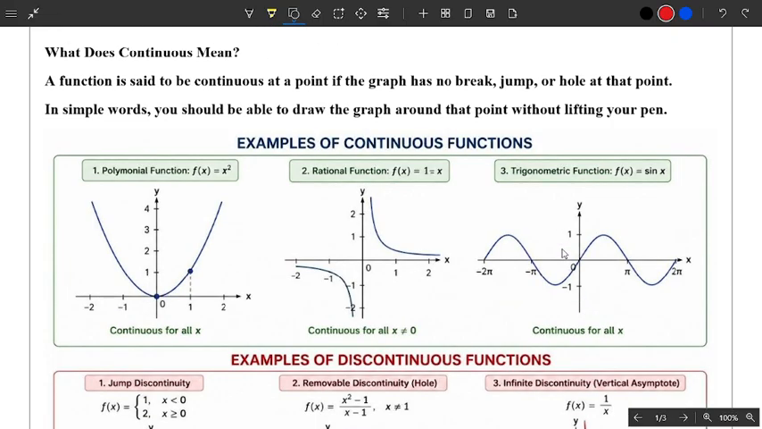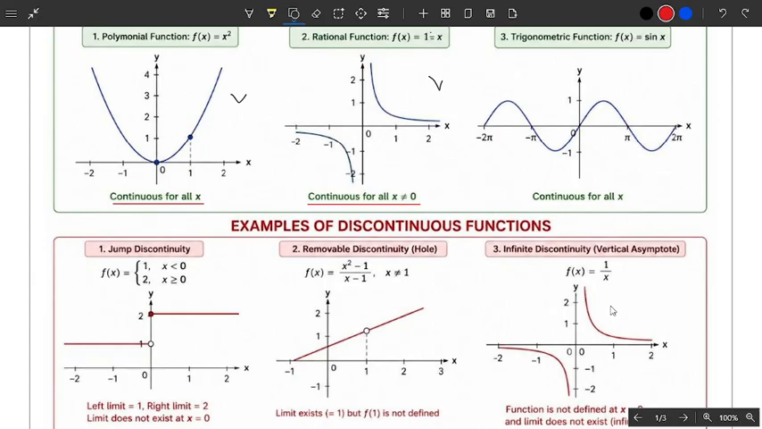All right. So these are some examples of continuous functions. This is a polynomial function, this one here, and this is a rational function. We are saying that it is continuous for all values of x, and it is continuous for all x not equal to 0. So this is a rational function. So when x is 0, this changes to something else. It's going to be difficult to define it. And we have a trigonometric function here, and it's also continuous for all values of x.